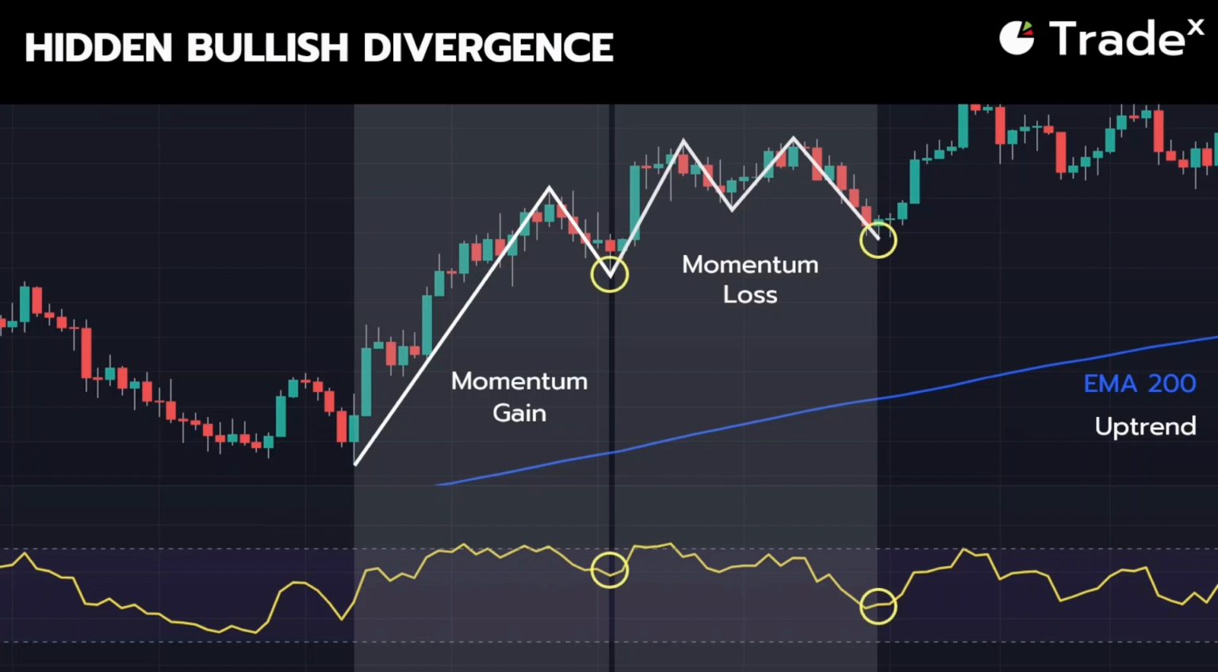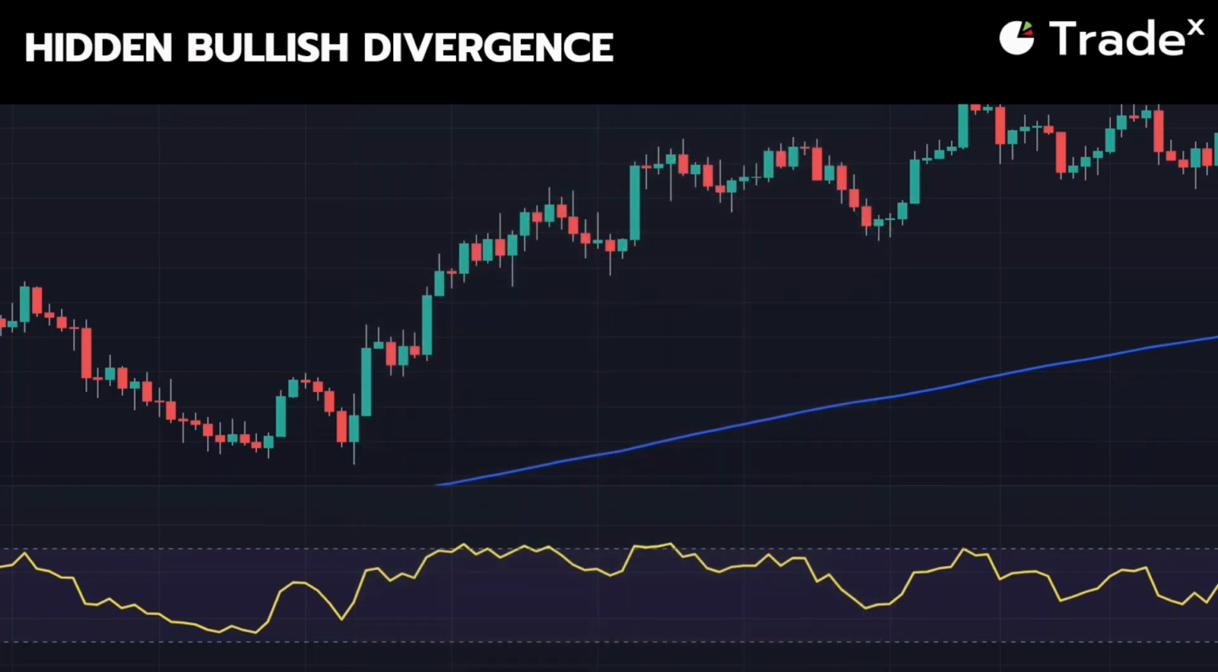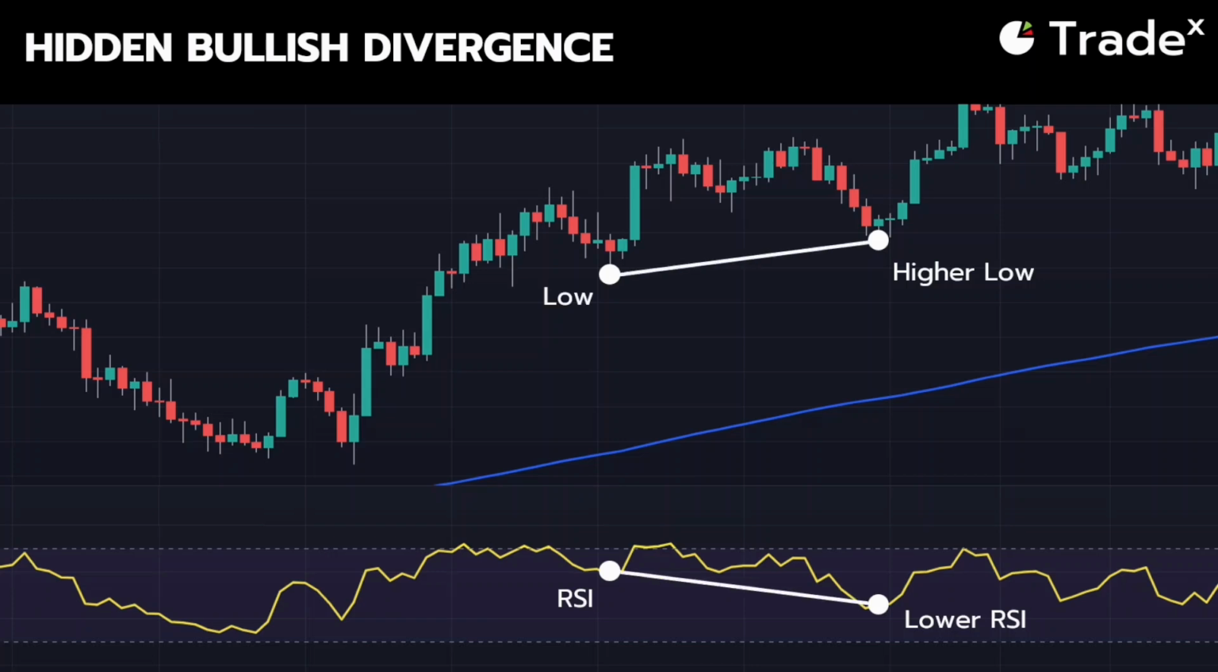We mark two key points on the chart for both the price and RSI data. The first point corresponds to the previous low in price, while the second point shows a higher low. However, the RSI behaves differently. It is lower at the second point compared to the first. Since the RSI indicates weaker momentum while the price remains stronger, we identify this as hidden bullish divergence.